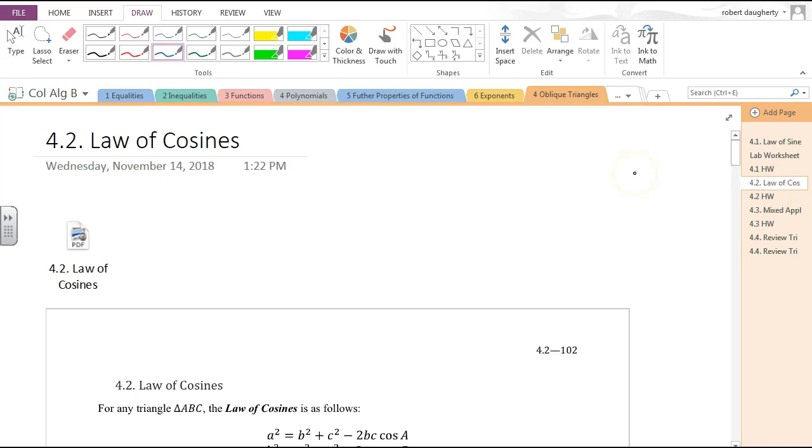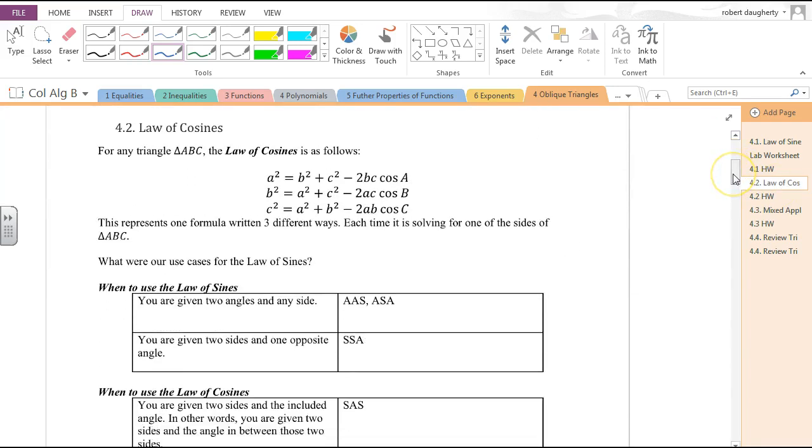So, section 4.2, law of cosine. There are only two lessons really in this unit. We did the one, law of sine, last time we met. Today's law of cosine. That's it. That's all the new topics for the quiz that you guys have, I think, on Wednesday of next week. Okay? So what we'll do, we'll cover law of cosine today.